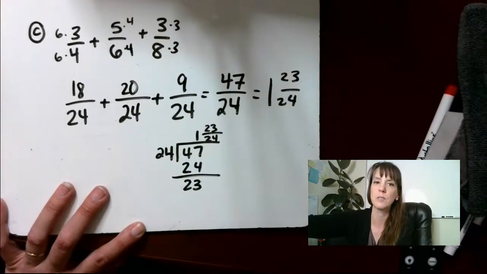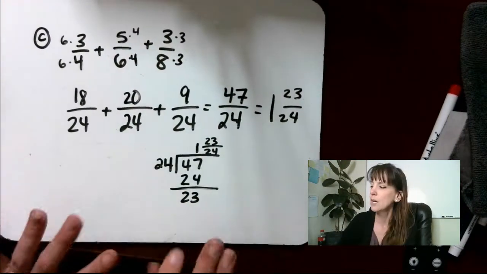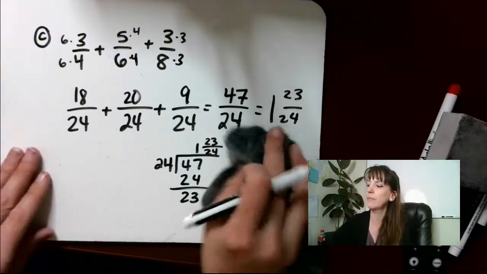Let me make sure that this focuses. There we go. Okay. Either way, improper fraction or mixed number, although you've got to really learn how to do those mixed numbers. So, all right, let's do D.